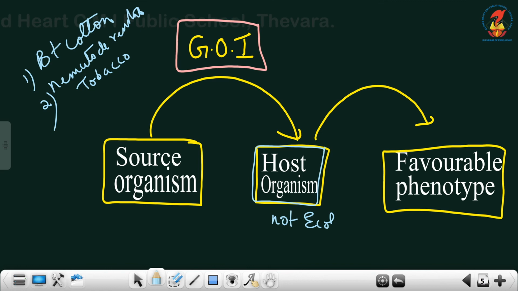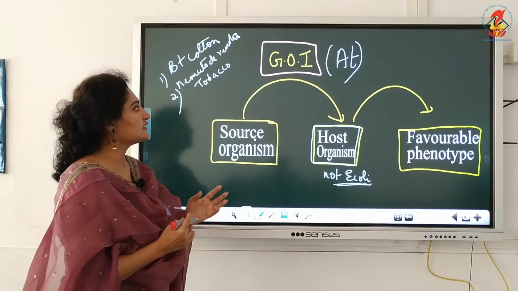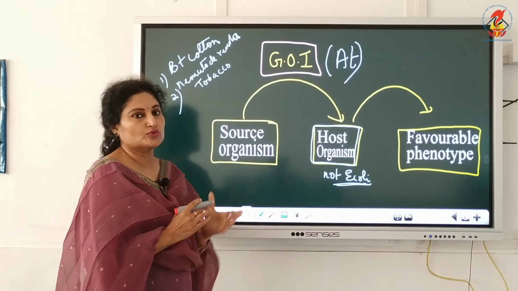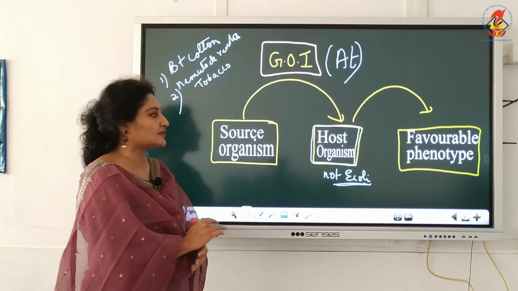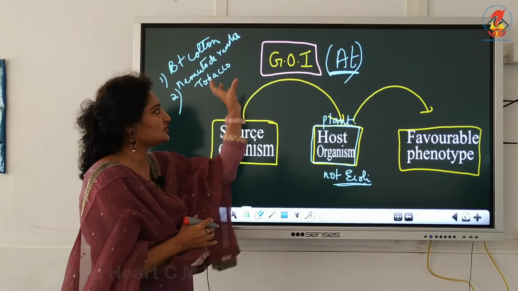So don't forget, Agrobacterium tumefaciens serves as a vector for the transmission of the gene of interest from the source organism to the host organism. We always remember in biotechnology, the host is E. coli, we have plasmids, but now the host is a plant. And if the host is a plant, we know it is Agrobacterium tumefaciens. It's with the help of Agrobacterium tumefaciens that the gene of interest is transmitted from the source organism to the host organism. So you have to incorporate that.